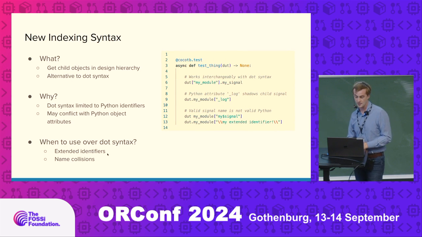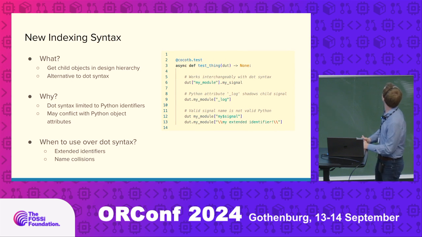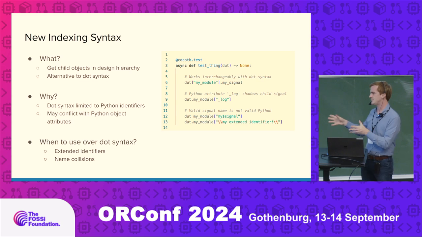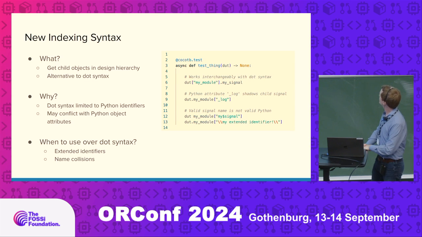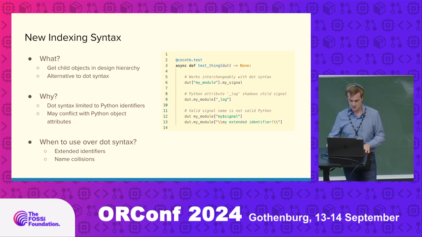All right, and there's also a new indexing syntax. So when you were getting child objects from the DUT object, you always would do dut.child_object. And that has some limitations. There are ways to name signals that aren't valid Python identifiers. So we just introduced a square bracket syntax with strings to be able to index into that. And we can now support extended identifiers, you know, Verilog can have dollar signs in the names, things like that.